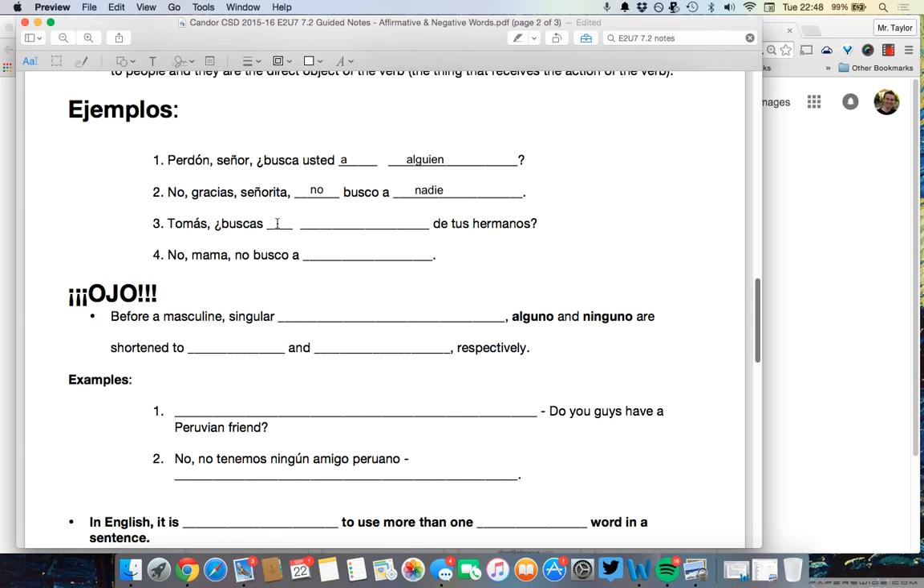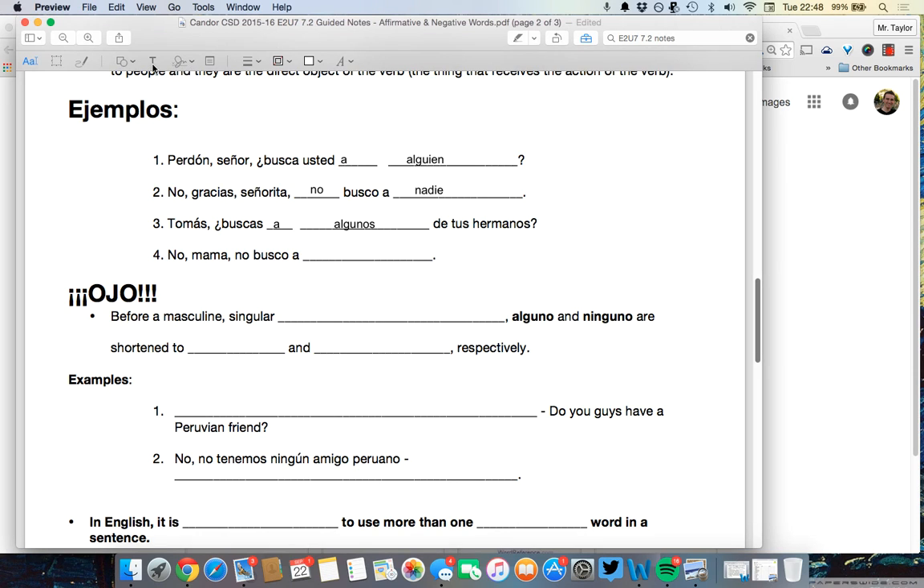So remember, when it's a person, we're going to use the personal a. So we're going to say, buscas a. And for some, or like one of your brothers, we're going to say, buscas a algunos. There we go. Buscas a algunos de tus hermanos? Are you looking for some, or like one of your brothers?